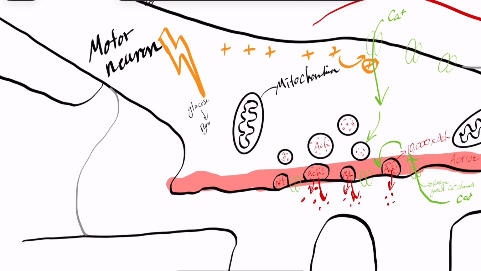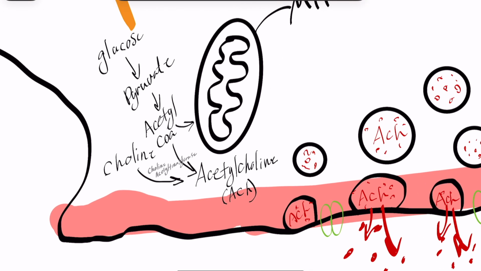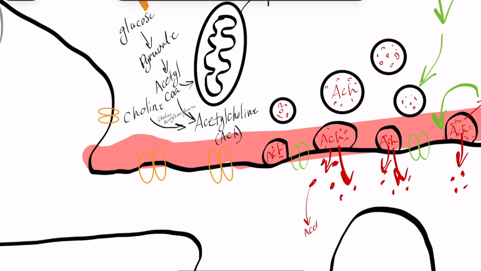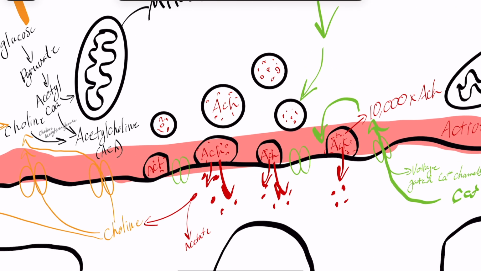And this is because glucose is turned to pyruvate, then to acetyl-CoA, which is a substrate that is then combined with choline to make acetylcholine, and this is with the enzyme choline acetyltransferase. There's also high affinity choline transporters around this area as well, and they bring choline back into the terminal to be recycled.